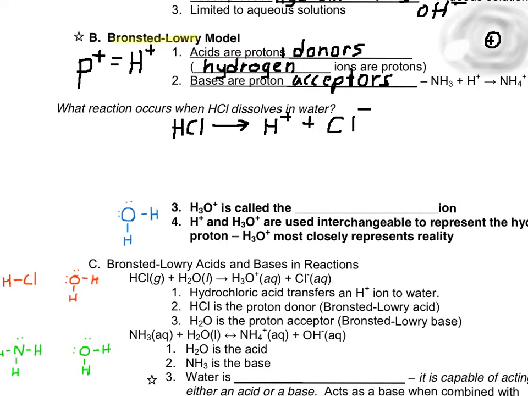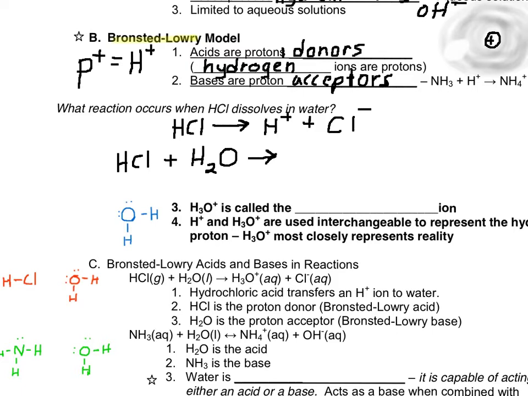Now, normally we don't include water as a part of the reaction. We just say HCl dissociates into hydrogen ions and chloride ions. But there is a second way to show this reaction. Now, if you dissolve hydrochloric acid in water, you know that gets really hot. This is showing an exothermic reaction, showing a chemical reaction between the hydrochloric acid and the water, and we can show that in a chemical equation. If we do, it's going to look like this.